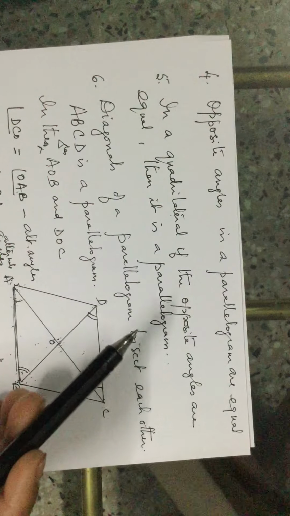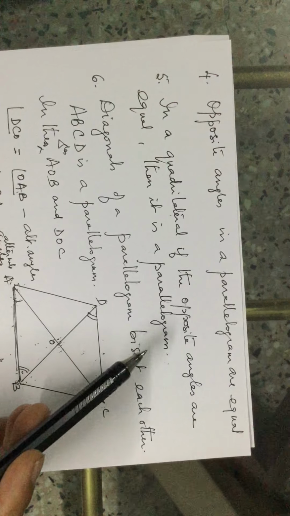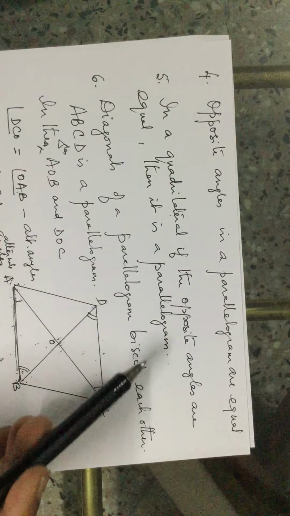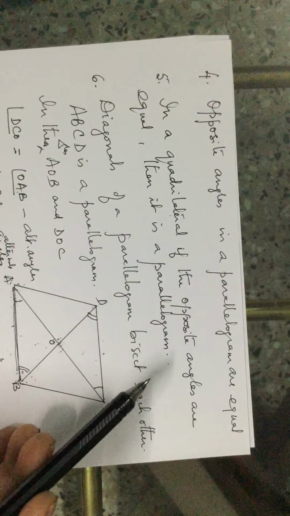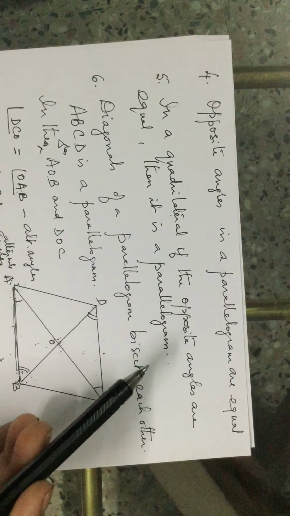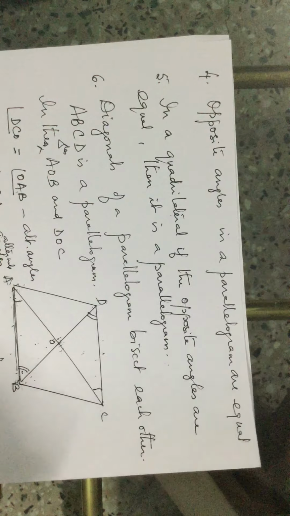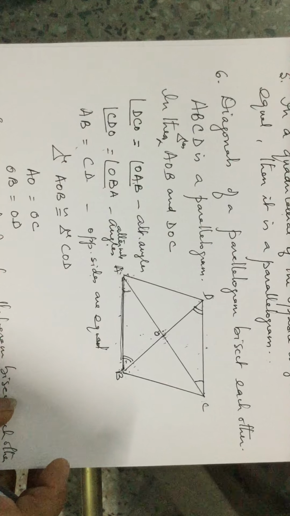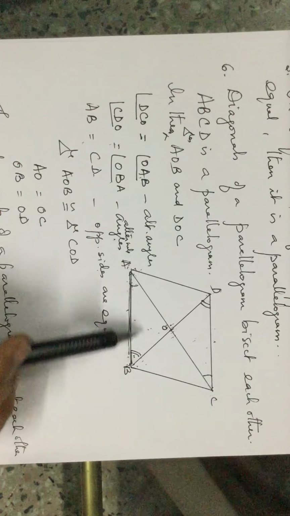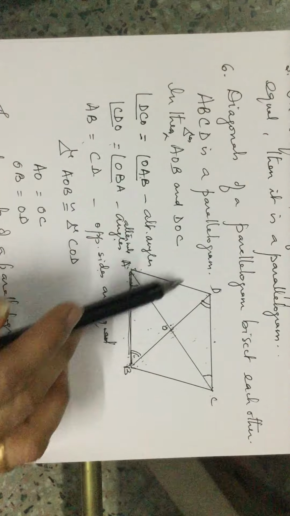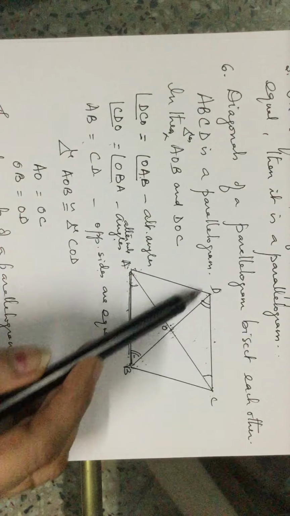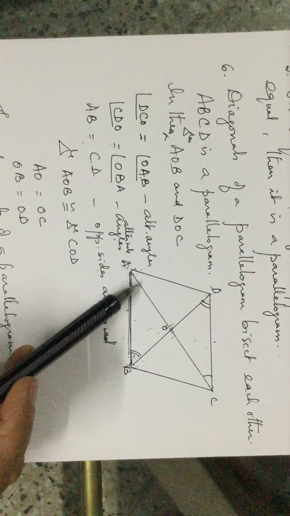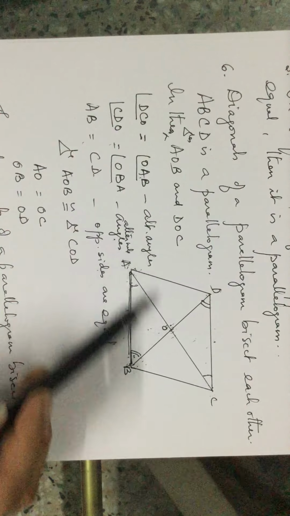Property number 5 is that if in a quadrilateral the opposite angles are equal, then that quadrilateral is a parallelogram. Now coming to property number 6. In a parallelogram, the diagonals bisect each other. That means this diagonal bisects this and this diagonal bisects this. So we learned that AC bisects BD and BD bisects AC.